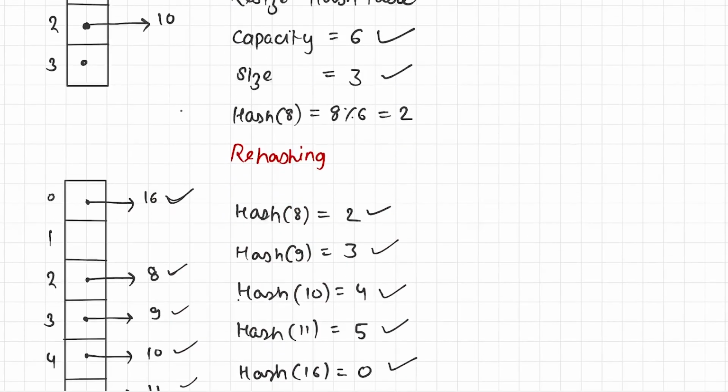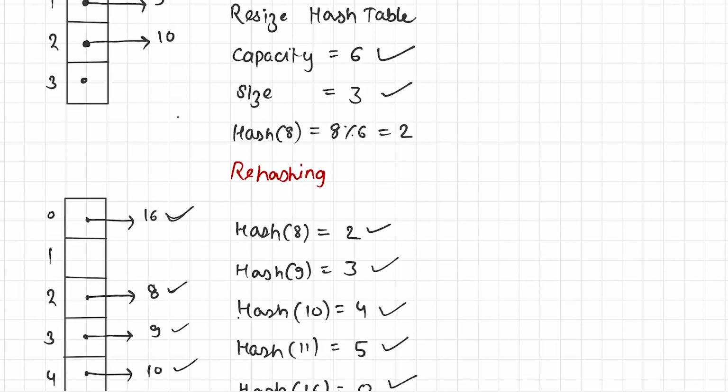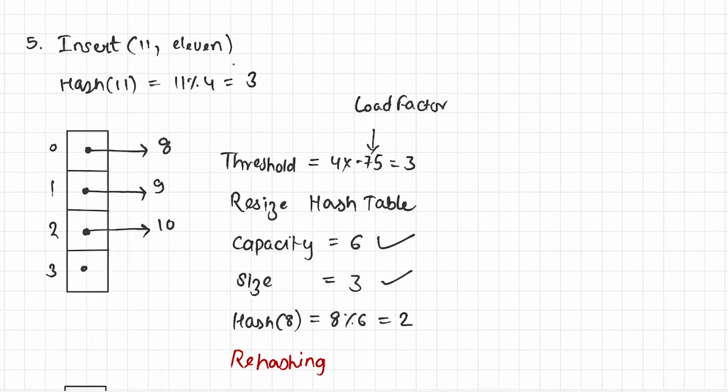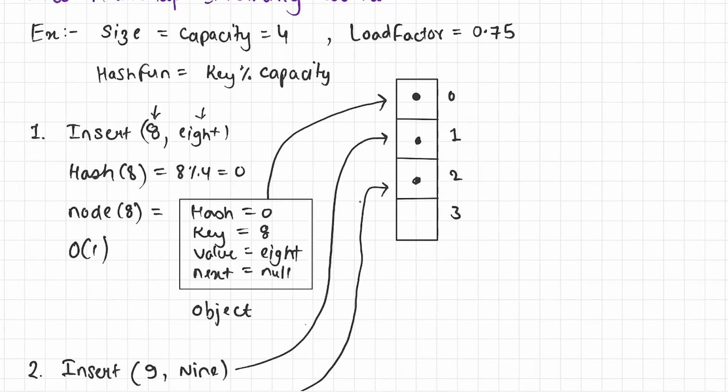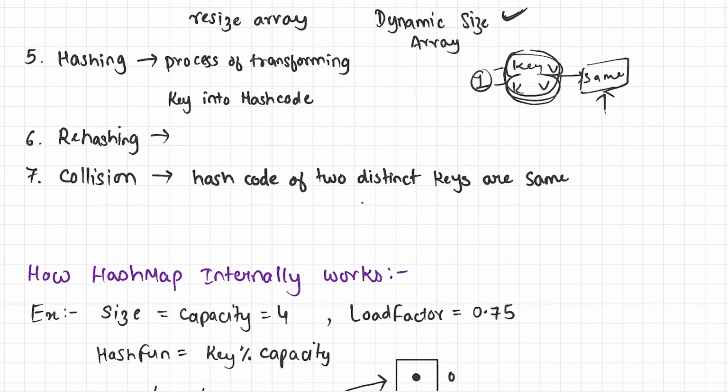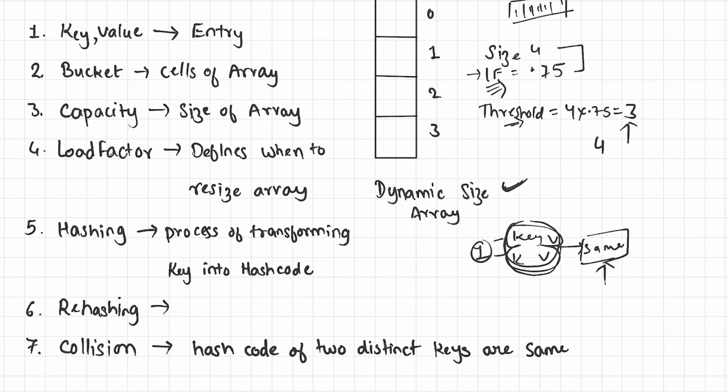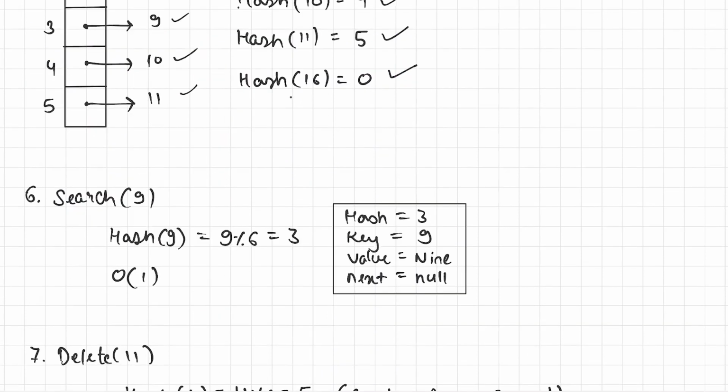So this is the concept of rehashing that is used internally by HashMap to move all the existing entries to new buckets, so that when the user tries to get the key value pair at a specific position, it gets the correct result. So guys, this is the entire process that is followed by HashMap internally to store entries. So far I have covered all the terminologies used in HashMap: key, value, that we call an entry, and you already know about bucket, capacity, load factor, hashing, rehashing, and collision. I hope all of these terminologies are clear to you. Now let's try some more operations.